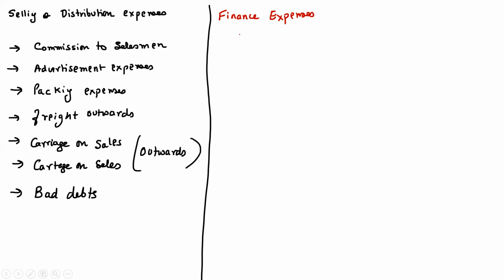Finance expenses are those expenses which have been incurred while arranging finance for the business. So let's say I have taken a bank loan of 5 crores to start off with my business. Now, to obtain that 5 crores, I must have made some expenses. The interest which I'm paying on the loan is one of the finance expenses. Every month, every year, the bank is charging interest on that. So that's a finance expense, the interest which I'm paying.